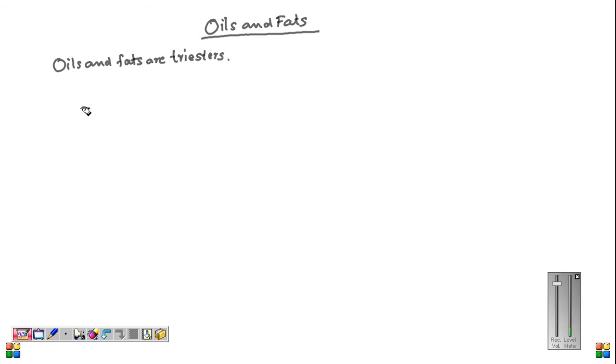Oils and fats are the triesters of glycerol with long chain fatty acids. This is the definition of oils and fats. Now, what are the triesters? We know what are esters.